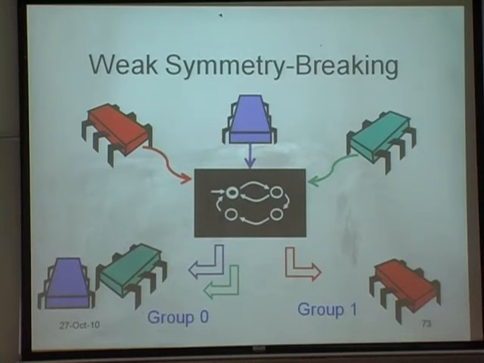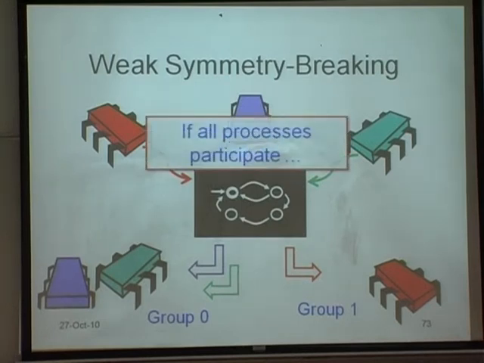So this is something called weak symmetry breaking. This is another problem that might seem a little bit artificial, but in fact it turns out to be a very natural problem when you're looking at a problem we'll look at in detail later on called renaming. So this is a kind of reduced form of that problem. The idea here is that we have a black box. We have a bunch of processes that come in and access the black box. And we want them to split into two groups, which we will poetically call group 0 and group 1.